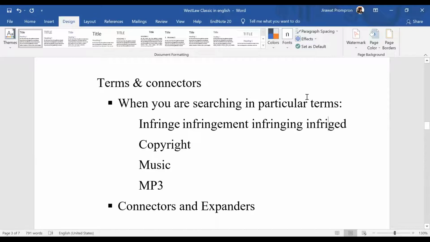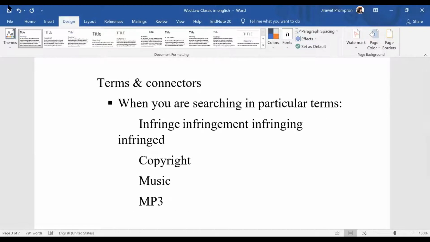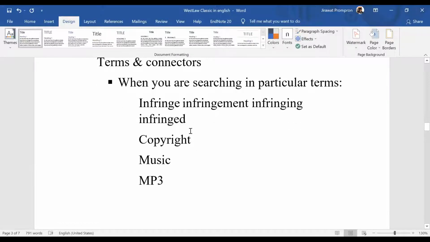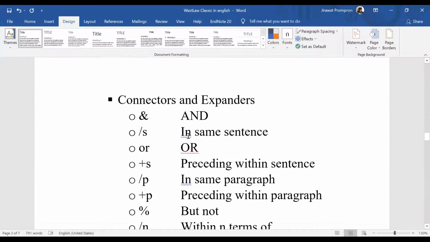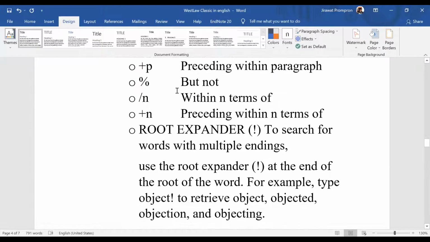So for me, how many words for the stemming do I have to think about? It's too difficult for you and too difficult for me. So how can I manage this kind of word? The root word expands to the word. Let's look at the root expander.